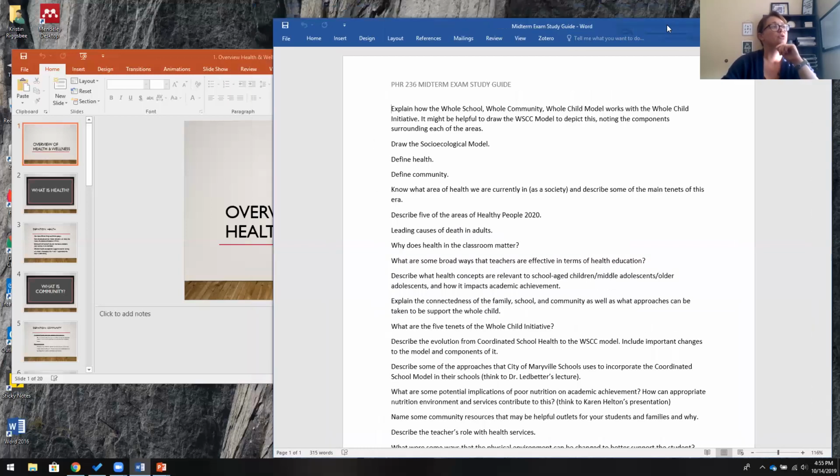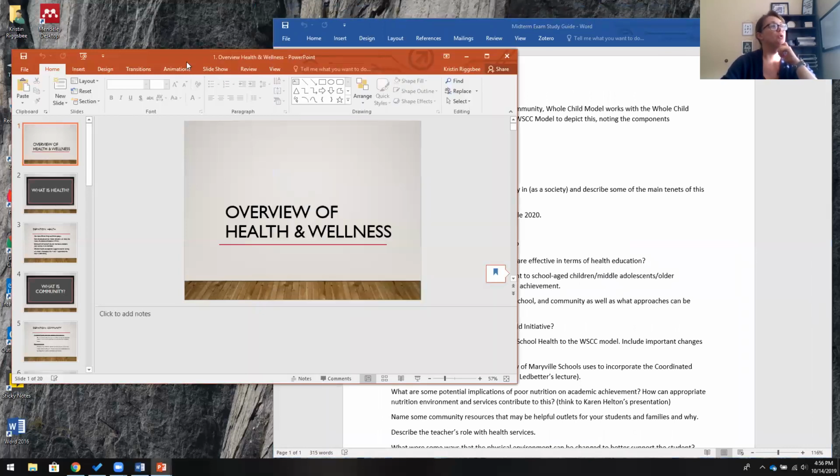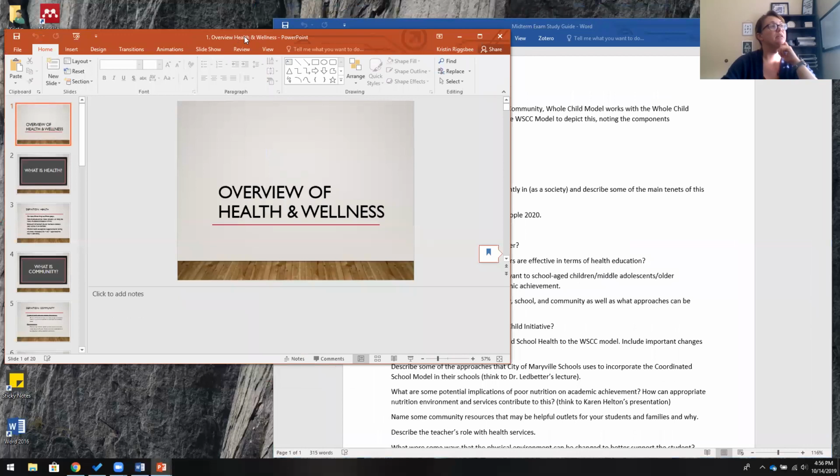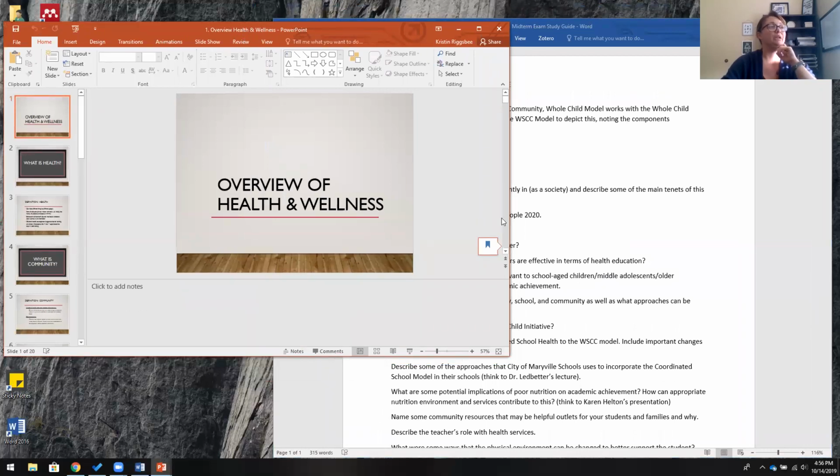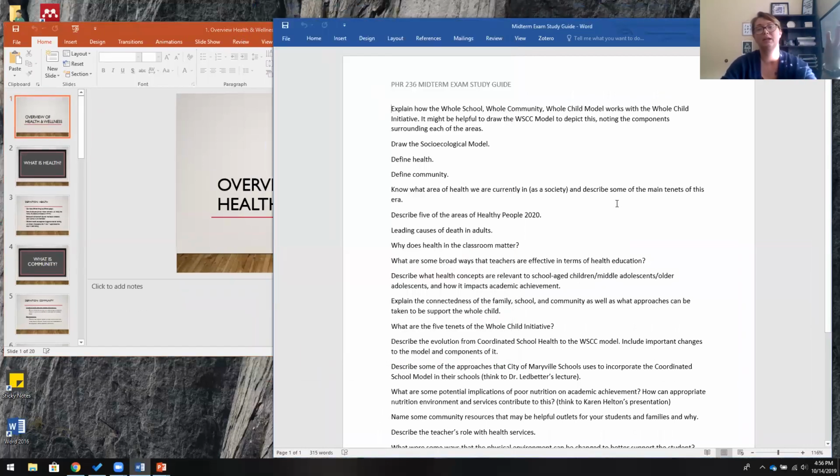For defining health, you should go back to your first lecture slides. It gives a really good definition of health, thinking about the fact that it has multiple dimensions and is synergistic. Defining community, also go back to those lecture slides. Remember that it can mean lots of different things. It's really those common characteristics or traits, so it doesn't necessarily have to be tied to the geographical location we typically think of.